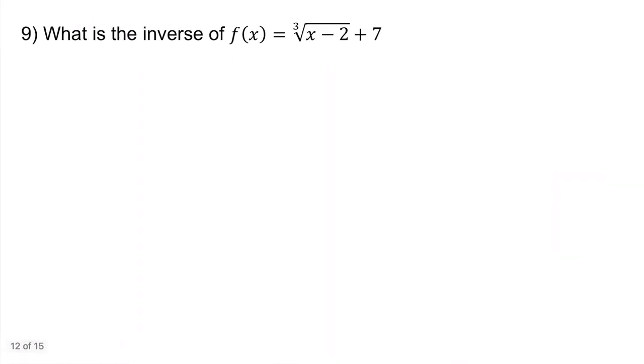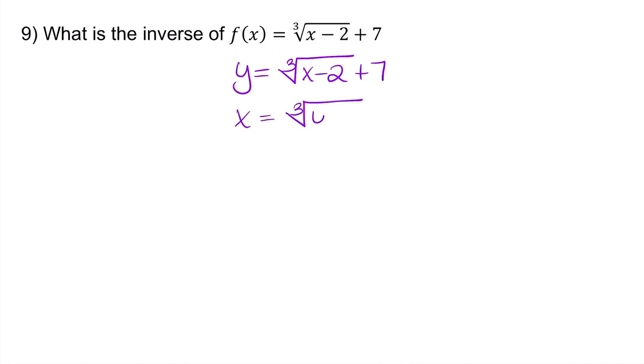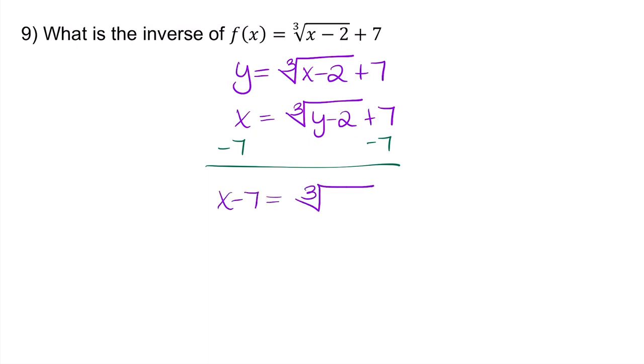Now here it wants us to find the inverse. So remember, whenever we're finding the inverse, we switch f of x with y. So we have y equals the cube root of x minus 2 plus 7. And so now we're going to switch x and y. So we have x equals the cube root of y minus 2 plus 7. Now what we need to do is we need to work on isolating the cube root by subtracting 7 from both sides. So we have x minus 7 equals the cube root of y minus 2.